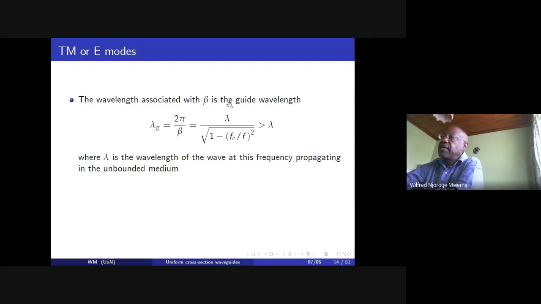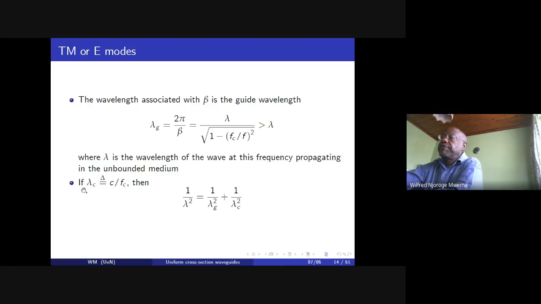The wavelength associated with beta is called the guide wavelength. That is the wavelength for the signal that is propagating along the guide. And lambda g is therefore going to be defined as twice pi by beta, and we see that it's going to be just lambda over root 1 minus Fc over f all squared. And this we see is going to be larger than the actual wavelength of the signal when propagating in the unbounded medium.